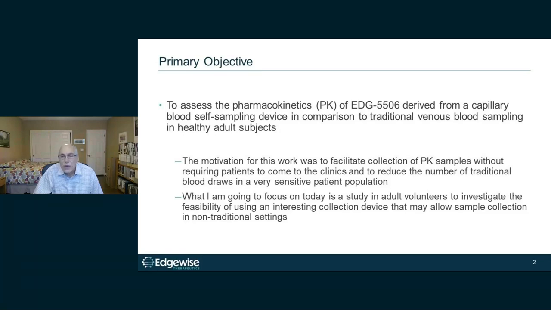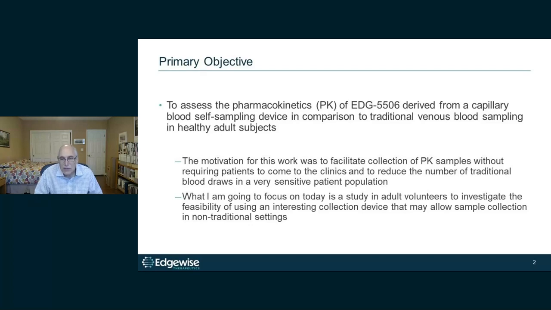All right. So as I said, the primary objective of the study I'm going to talk about was to assess the PK of a compound known as Edgewise 5506, and we're investigating the use of a particular technology, which I'll go into in a minute, and evaluating that technology versus traditional venous blood sampling, as you just heard from Enaksha, the famous vacutainer.